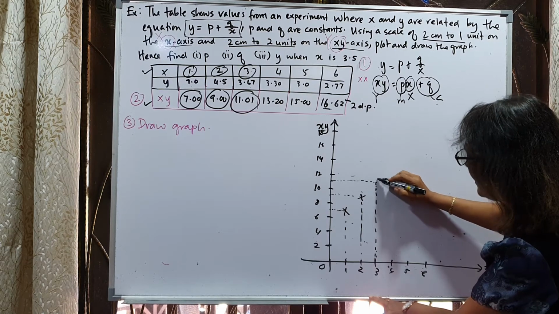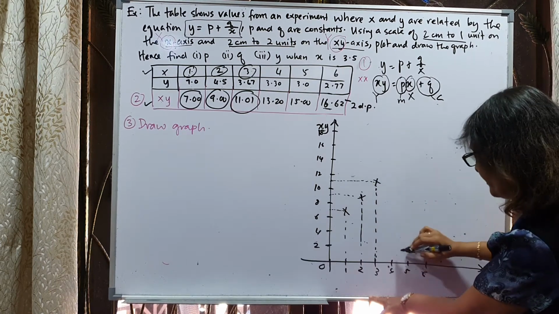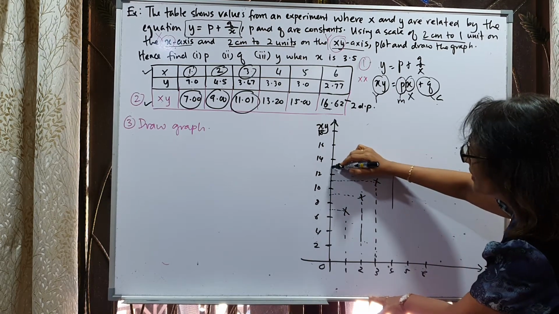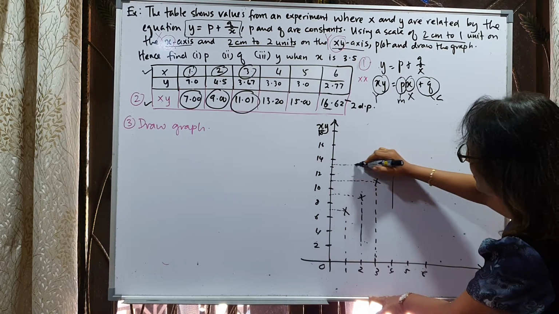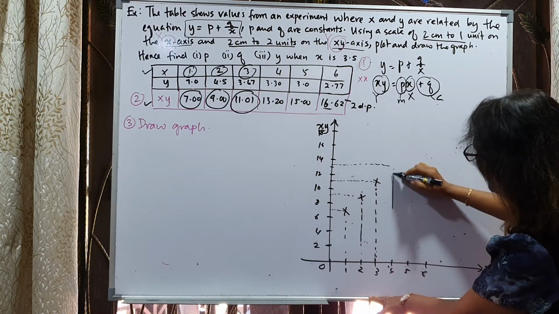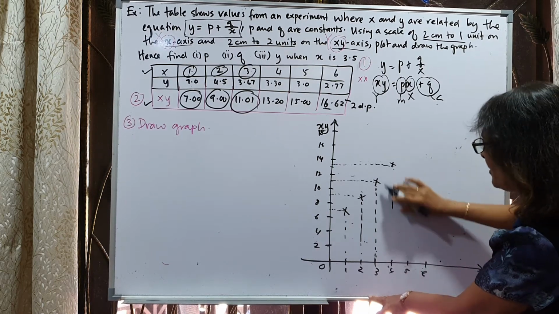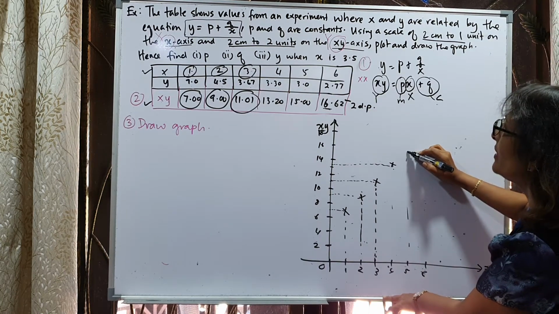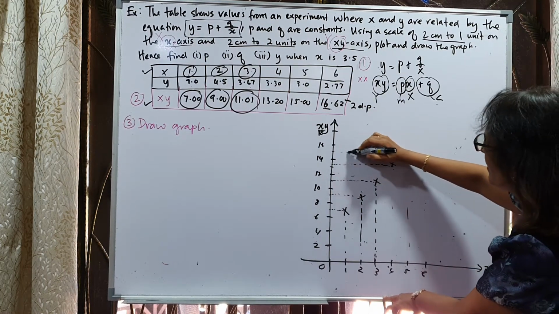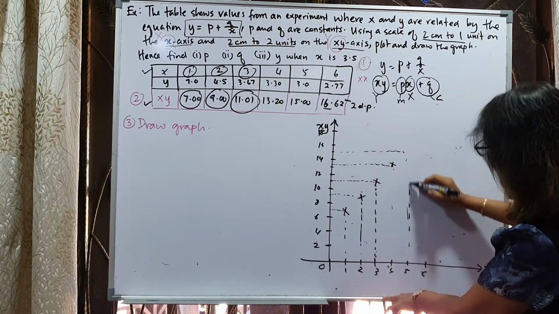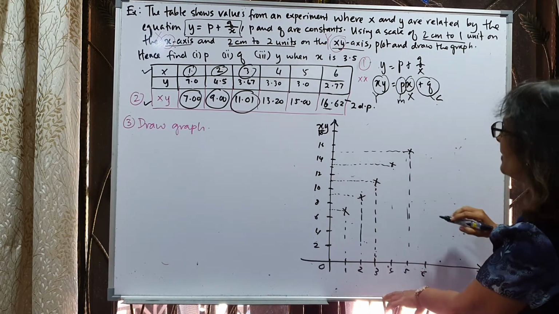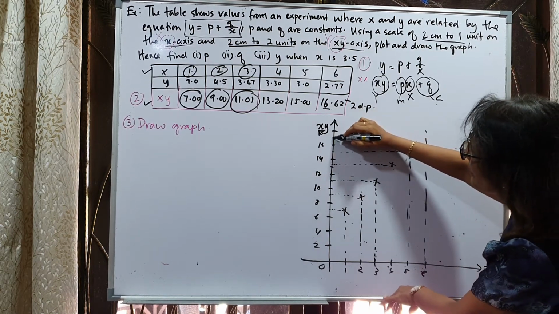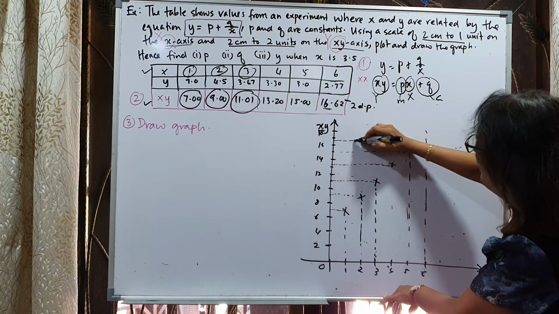Put the number here. 4 goes to 13.2. 13 will be here, 13.2 will be here. On your graph paper it will be very accurate, maybe mine is not so good. 5 would be 15 here. Let me show you. And 6 is going to be 16.6. 16, 17, 16.6 is here.